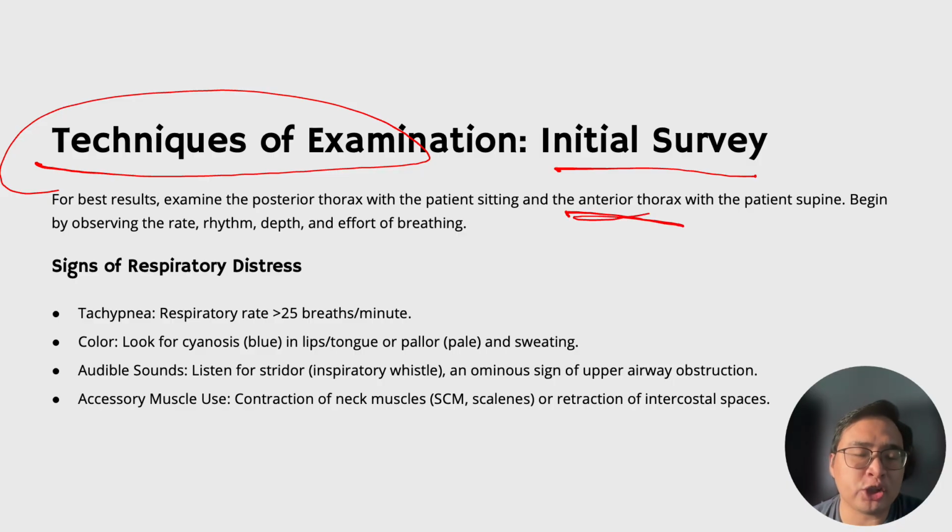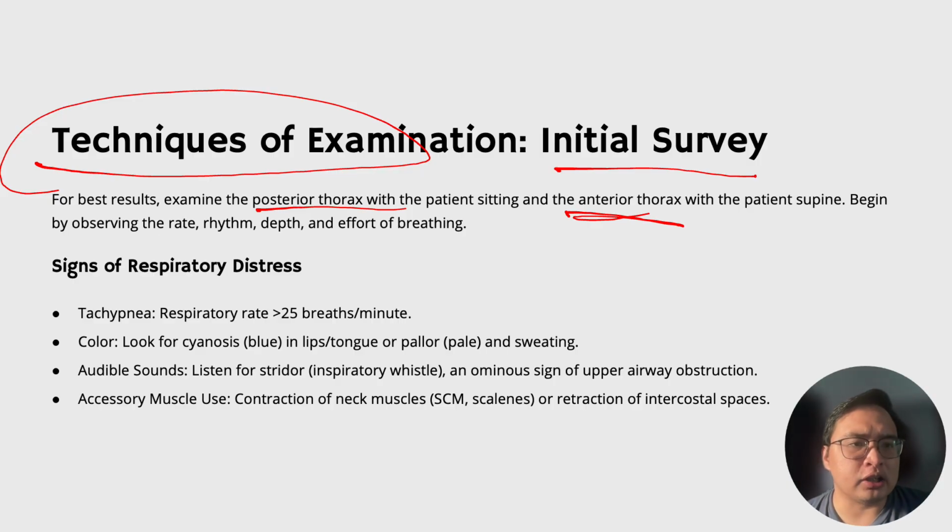So what if the patient is unable to sit? For example, post-MI. Well, for that, you could just ask the patient to roll to their side to examine the posterior thorax. Okay? So what are you going to observe? You're going to observe the rate, rhythm, depth, and effort of breathing.